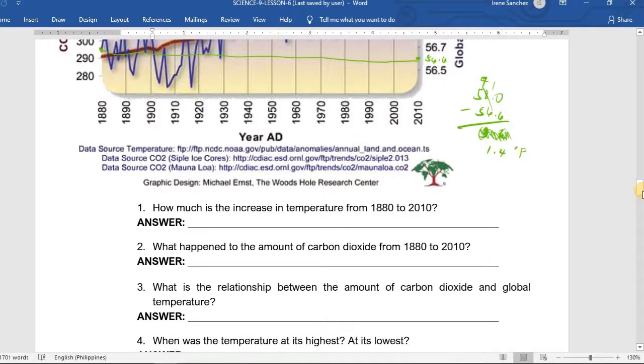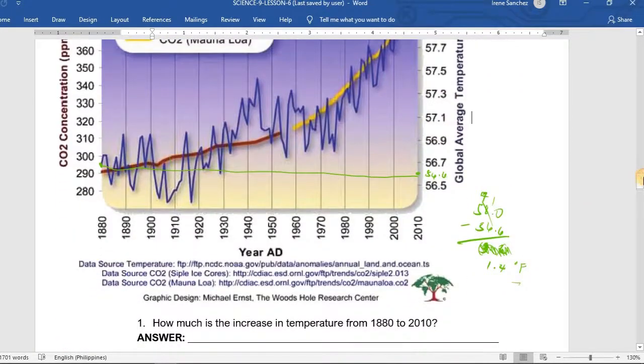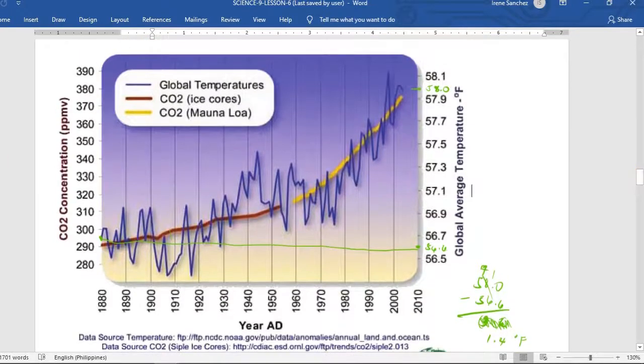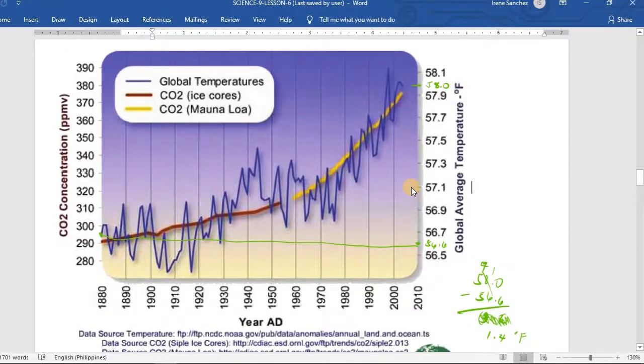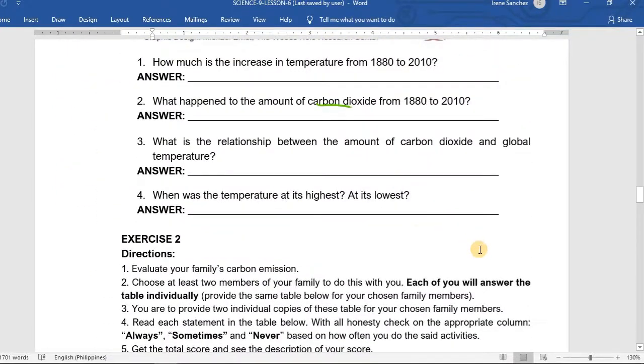Then here, what happened to this? You can answer whether it increased or decreased, or they may give you a number. This one is carbon dioxide again. On this side, carbon dioxide from what levels, 1880 to 2010 again. The carbon dioxide lines are these two. The carbon dioxide line starts at 290. Then by 2010, it lands here. Which number on this side? Let's say 380. You look at whether it increased or decreased, and by how much.